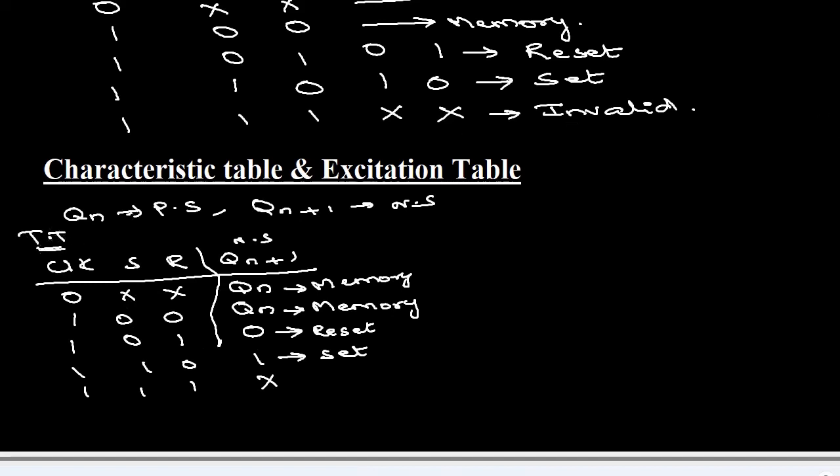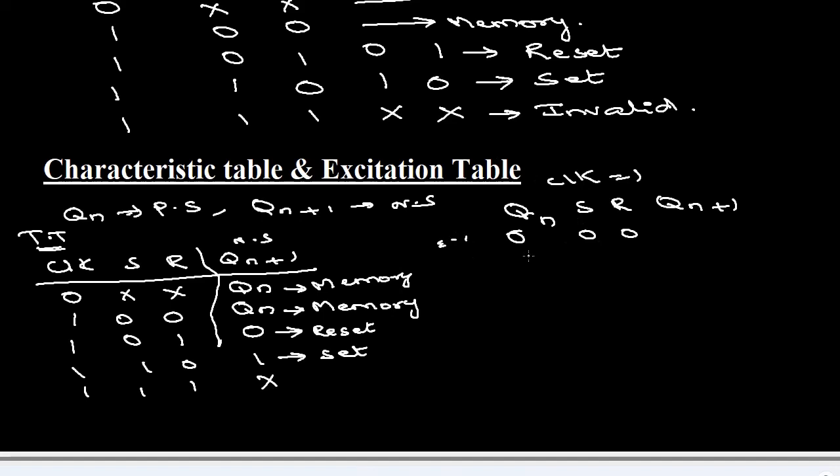So the characteristic table contains the present state Qn and next state Qn plus 1. I am taking the input values present state, S and R. Now the output is Qn plus 1. So in the characteristic table, we are finding the Qn plus 1 value. Then the clock is always 1 for this condition. So the possible conditions for input values Qn, S and R is 2 power 3 states. 2 power 3 equal to 8 possible conditions we are getting here.